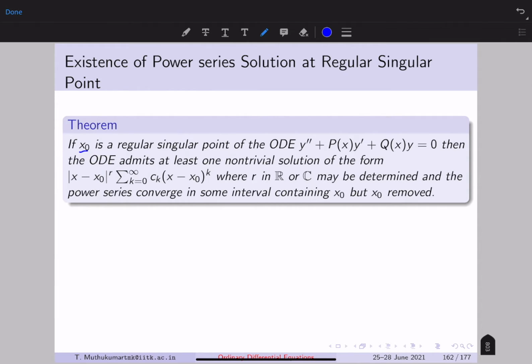Now if your point is a regular singular point, which means what? Both P and Q are not analytic at x naught. However, x minus x naught times P and x minus x naught squared times Q, both are analytic at x naught. So if that happens, then this ODE admits at least one non-trivial solution of this form.